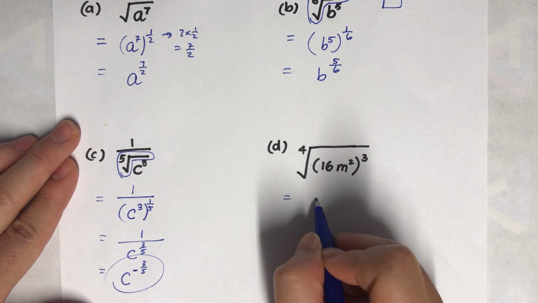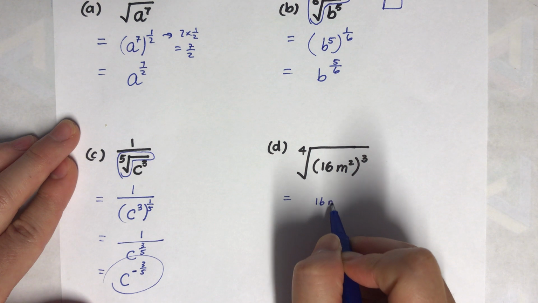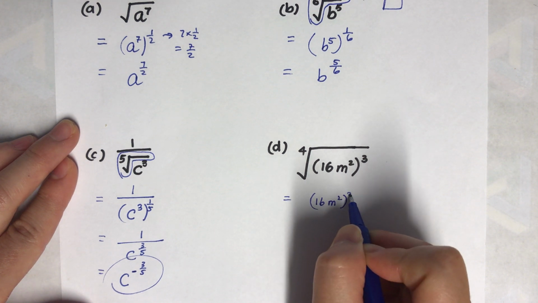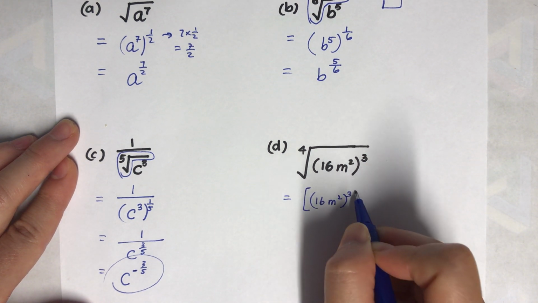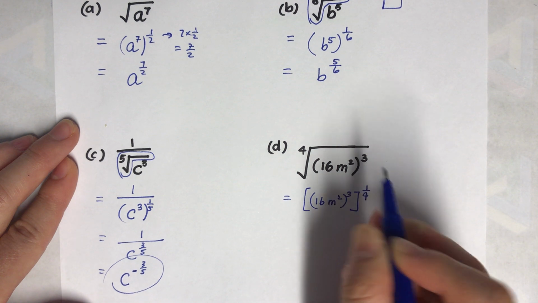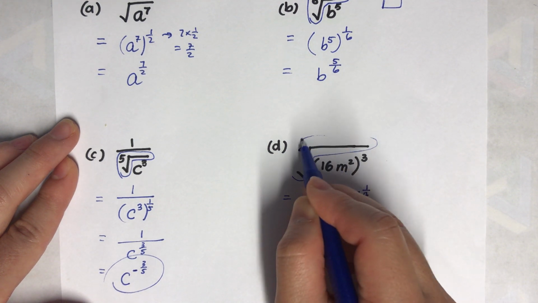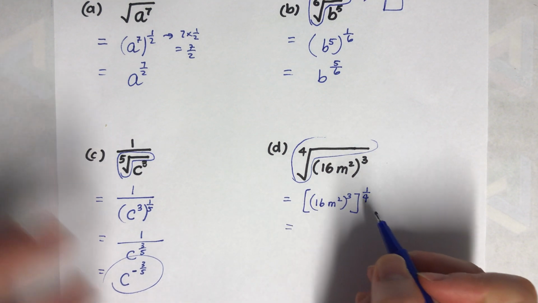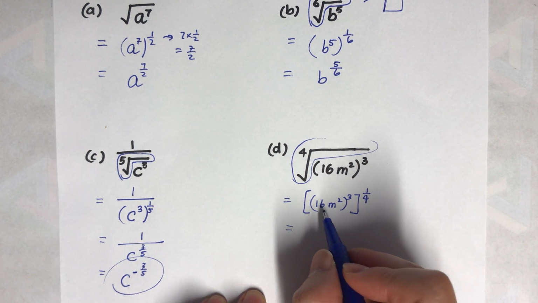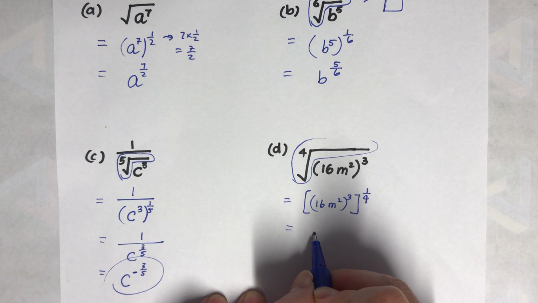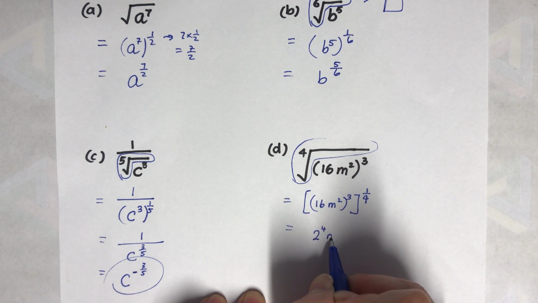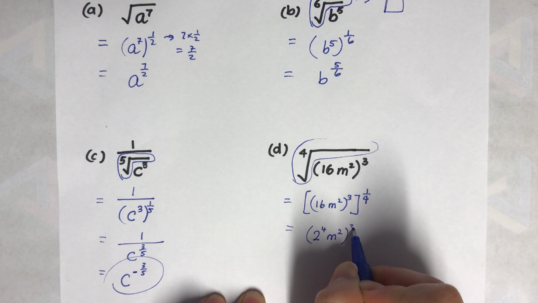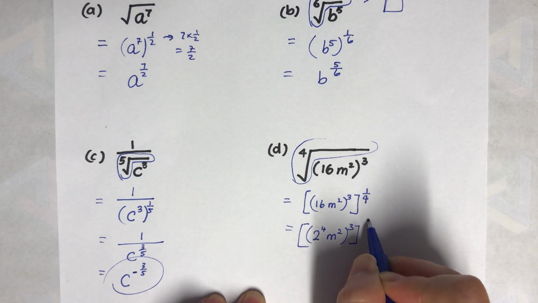Now this one, I'm going to go 16 m squared, 3, to the power of 1 over 4. I just dealt with that part. Okay, that's 1 over 4. Now, before I do anything, I'm going to change 16 to index form. That's 2 to the power of 4, yeah? 3, 1 over 4.